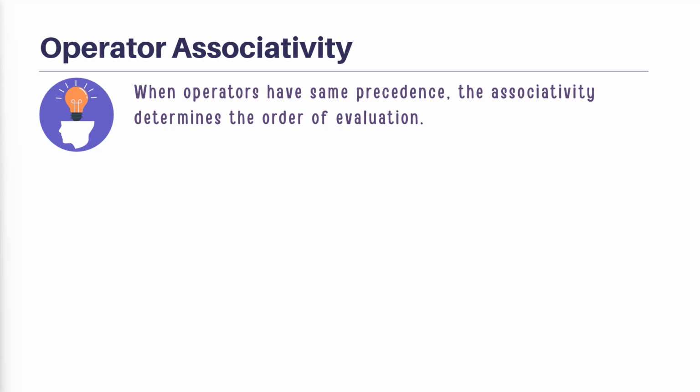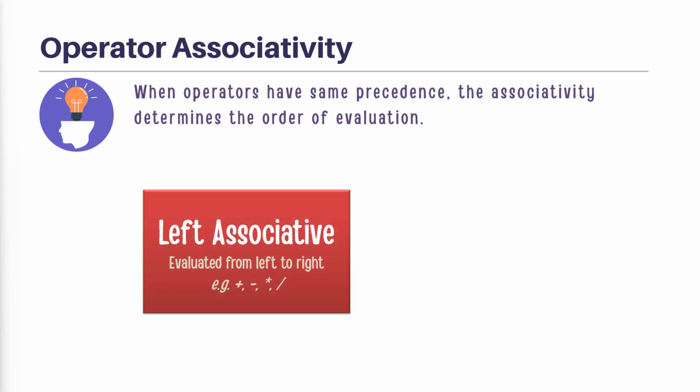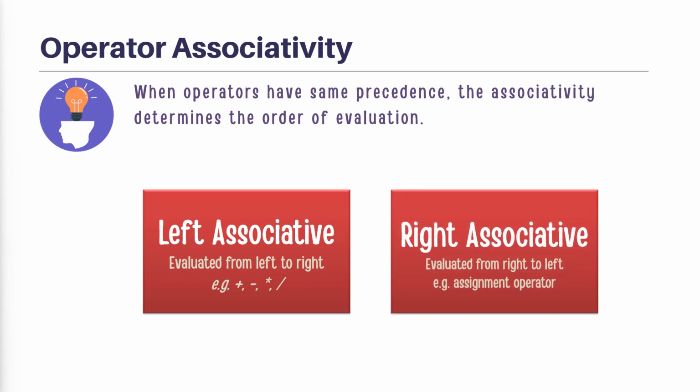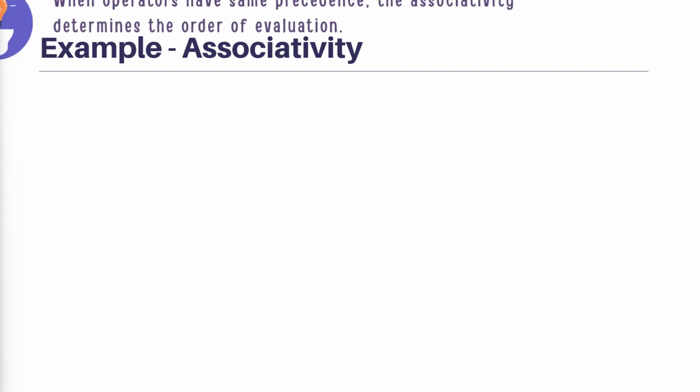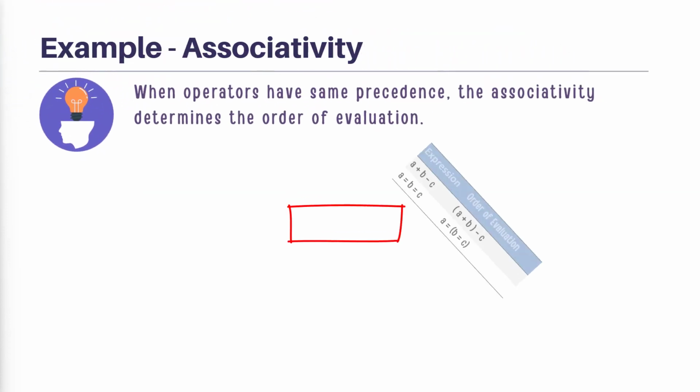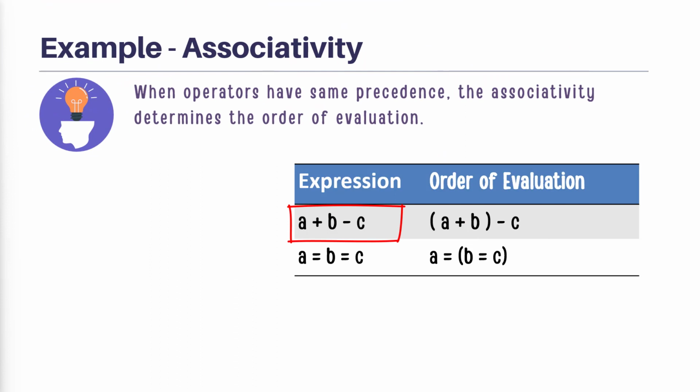There are two types of operator associativity. Some operators are left associative while some are right associative. All the binary arithmetic operators are left associative. It means that they will be evaluated from left to right. For example, let's consider this expression. It contains only two operators, the addition operator and the subtraction operator. Both of those operators have the same operator precedence. As we have said, binary arithmetic operators are left associative, and that's why this expression is equivalent to the expression shown on the right side.